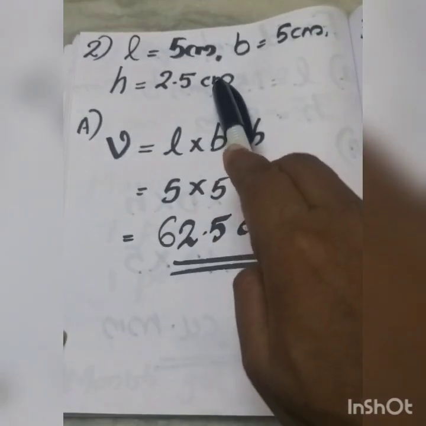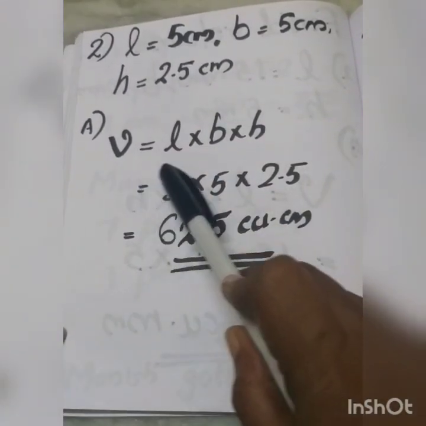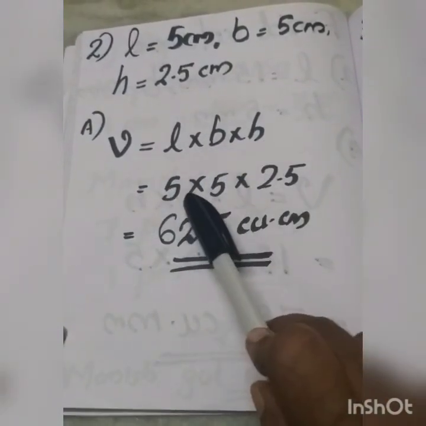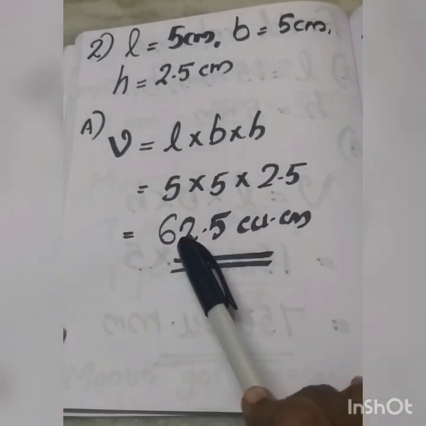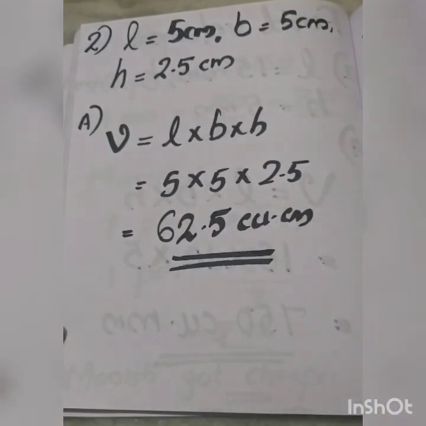Example, L is equal to 5 cm, B is equal to 5 cm, H is equal to 2.5 cm. So L, B, H are given. We can find out the volume directly. L into B into H, that is 5 into 5 into 2.5, 62.5 cubic centimeters. So the unit should be given as cubic centimeter.